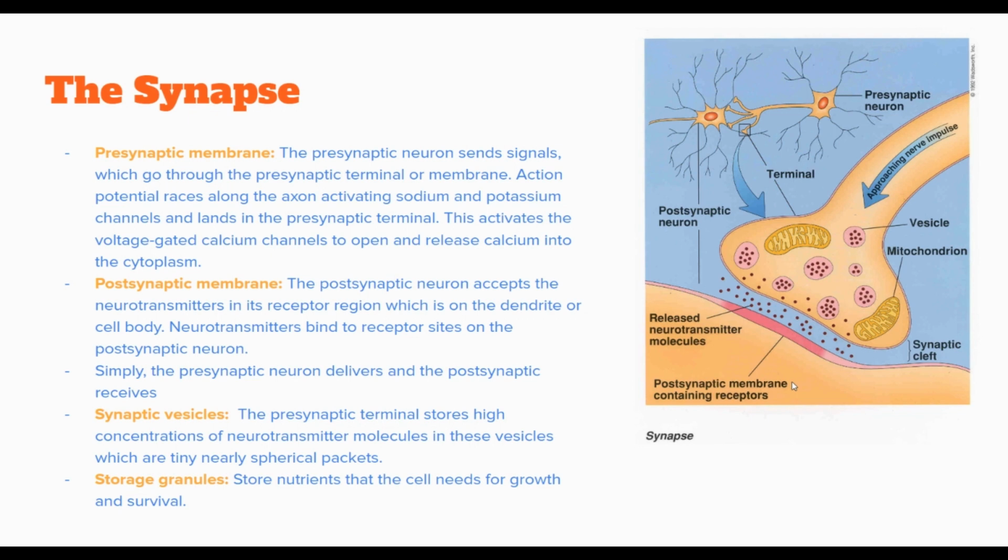Synaptic vesicles. These are going to be right here, these little pink things. These little dots in here are the neurotransmitters, and the pink things are the vesicles. The presynaptic terminal stores high concentrations of neurotransmitter molecules in these vesicles, which are tiny, nearly spherical packets. Storage granules store the nutrients that the cell needs for growth and survival.